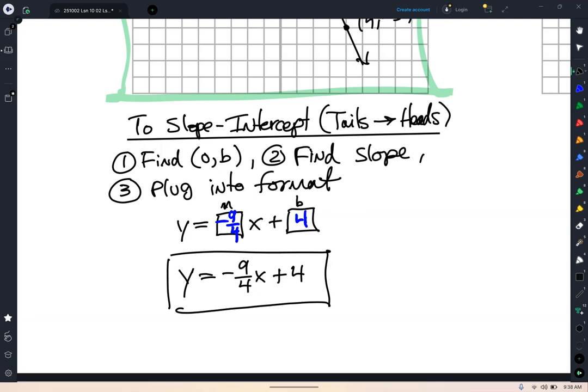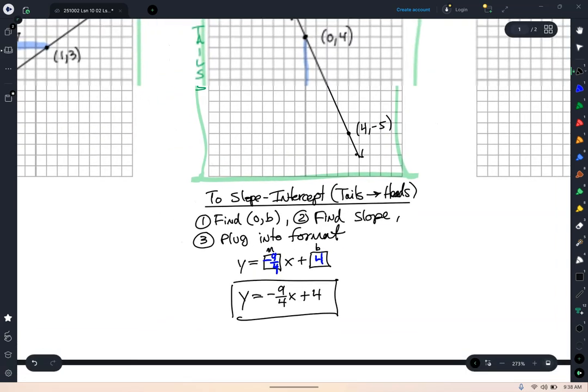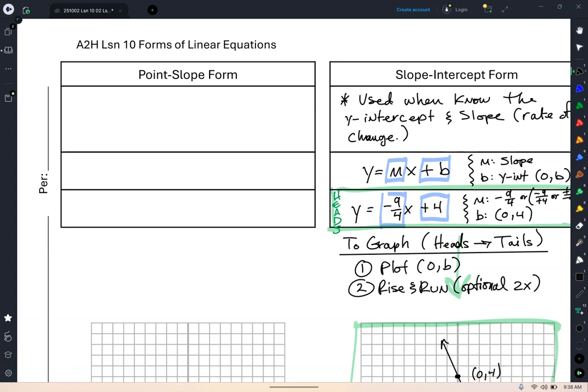So let's talk about point slope form now. This is a different format of a linear equation. This is used when we know any point, and I'm going to write that as capital N-E underline point, and our slope, which, to reinforce again, is our rate of change.